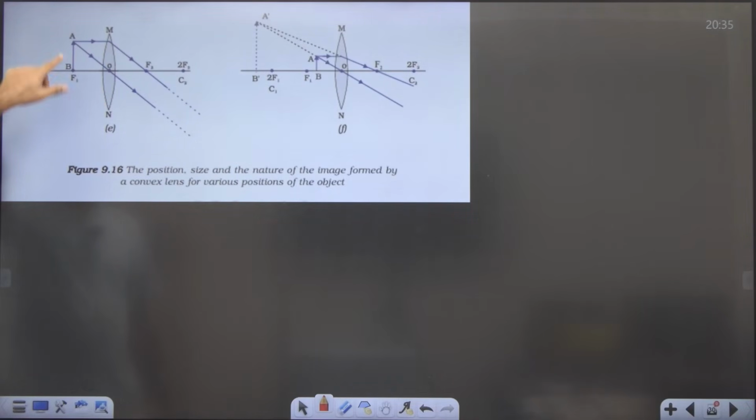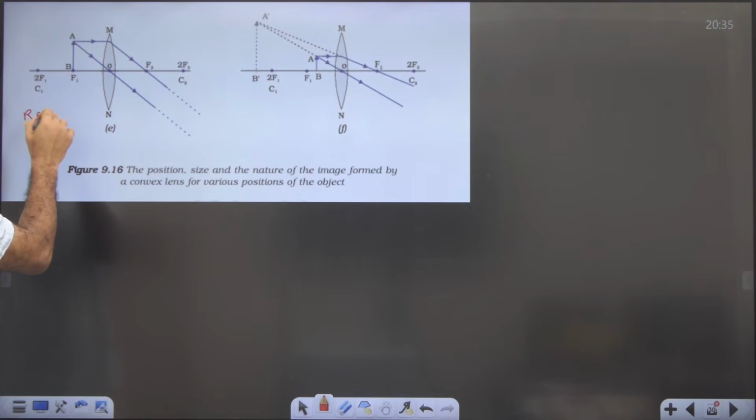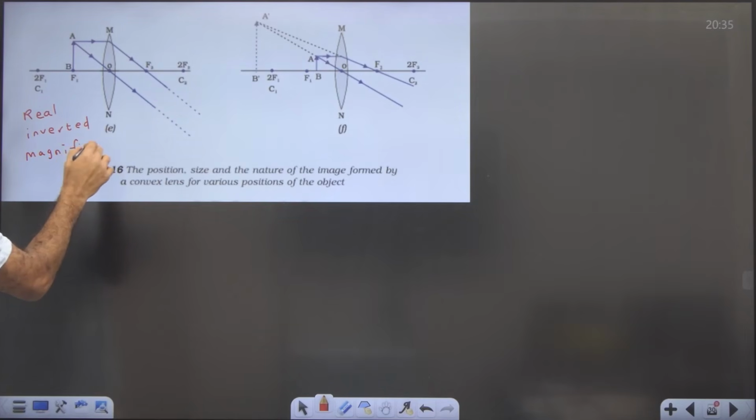So what happens? See two rays, they are not intersecting. So we will assume that they will intersect at infinity. So real, inverted, magnified here. Real, inverted, magnified.